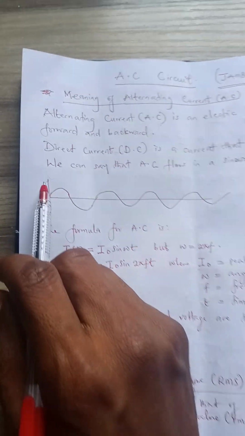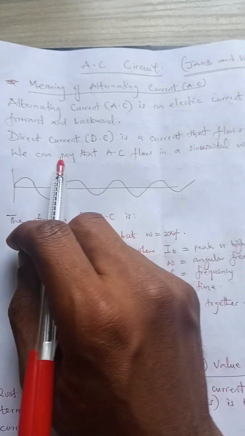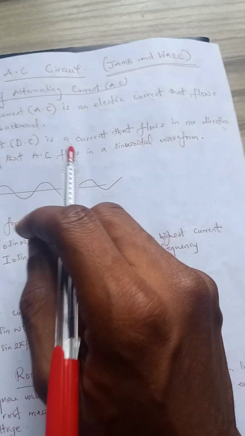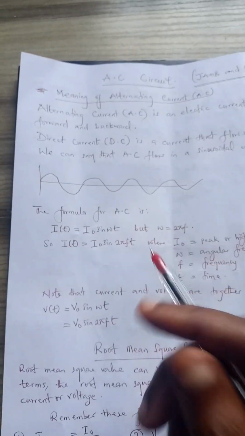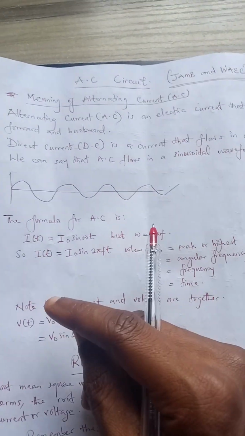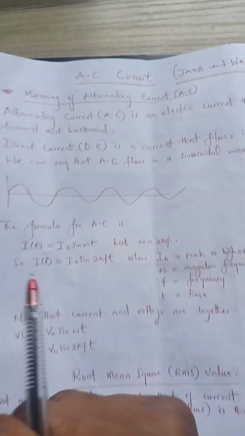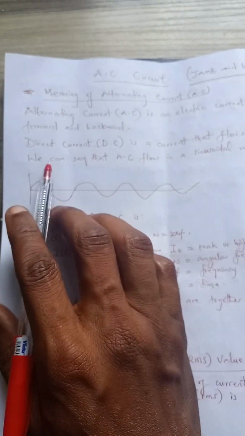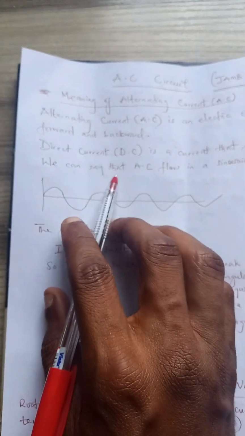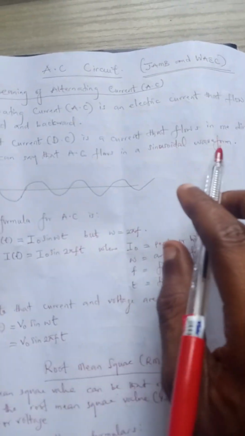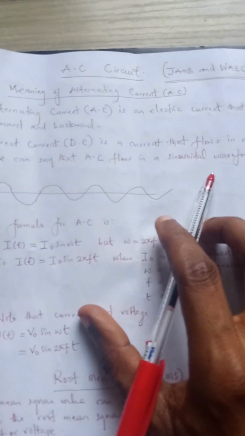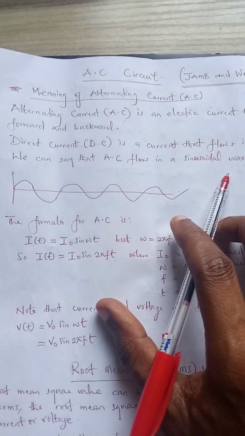Then the second type of current is called direct current. It's a current that flows in one direction. Direct current flows only in one direction. So now in physics, hear what I said here. I said we can say that AC flows in a sinusoidal waveform. AC flows in what? A sinusoidal waveform.